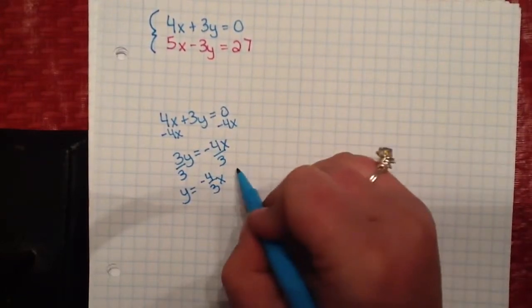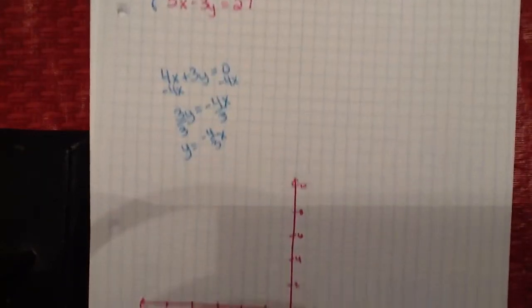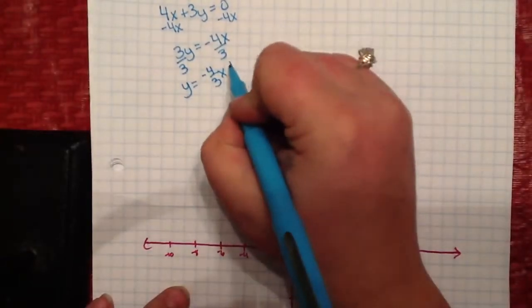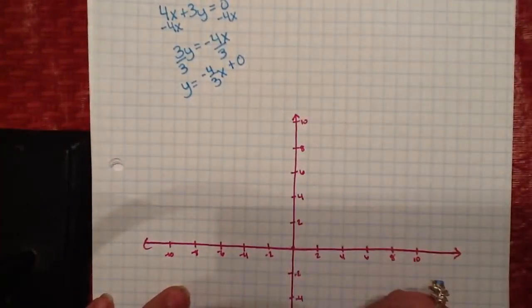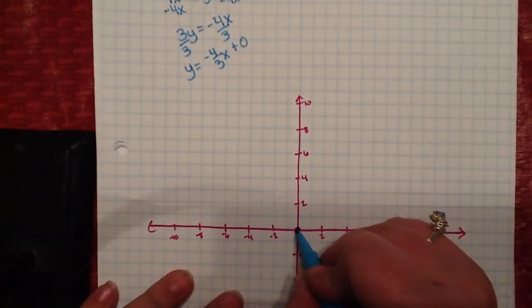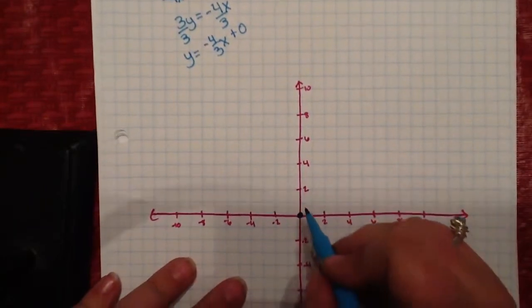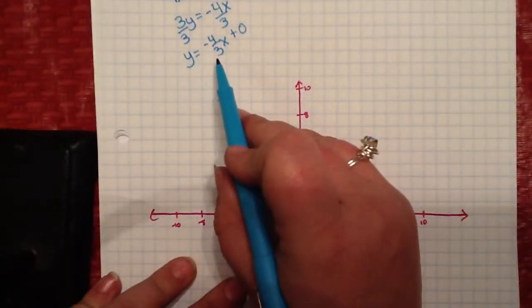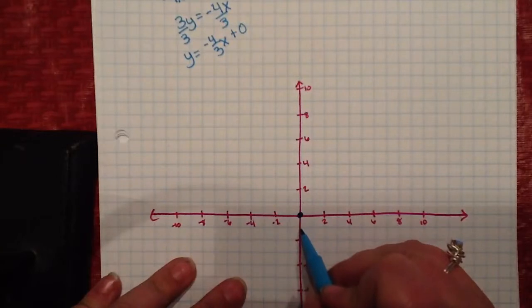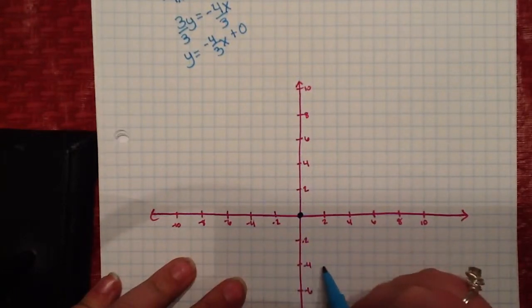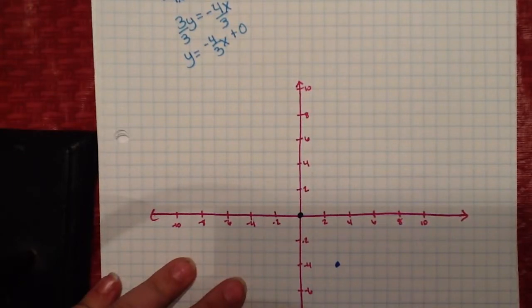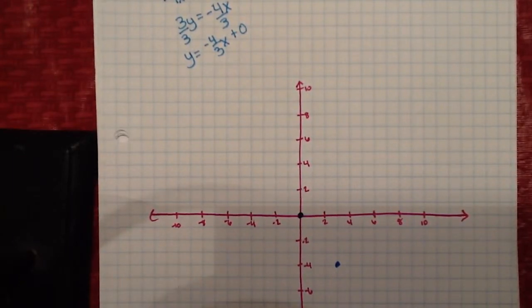Now notice there's not anything there, which means my y-intercept is 0. So I can put the plus 0 there if I would like to. So on my y-axis, I'm going to find 0, and that's my first point. Then I'm going to use the slope of negative 4/3 to graph other points. So I'm going to go down 4 and to the right 3. And I'm going to repeat this until I've got 3 points on my graph.